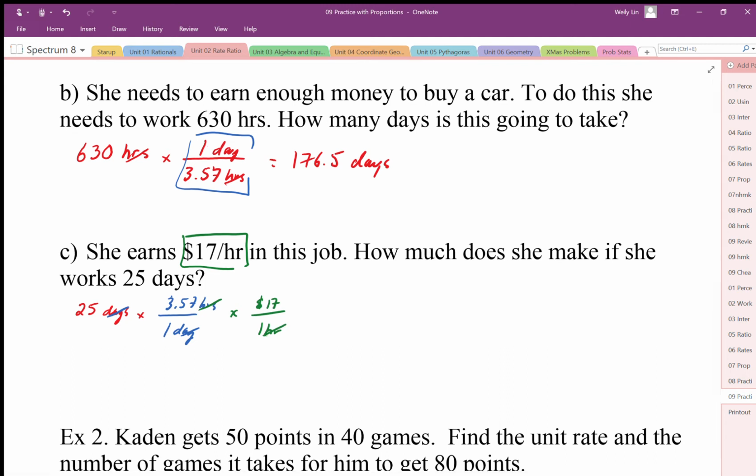Okay, so I'm going to then just multiply through. So I get 25 times on top, and divide on bottom. So this works out nicely because it's just all multiplication. So I end up with a calculation of $1,517 and about 25 cents. And I know my units are correct because I can see that my units left over are dollars.